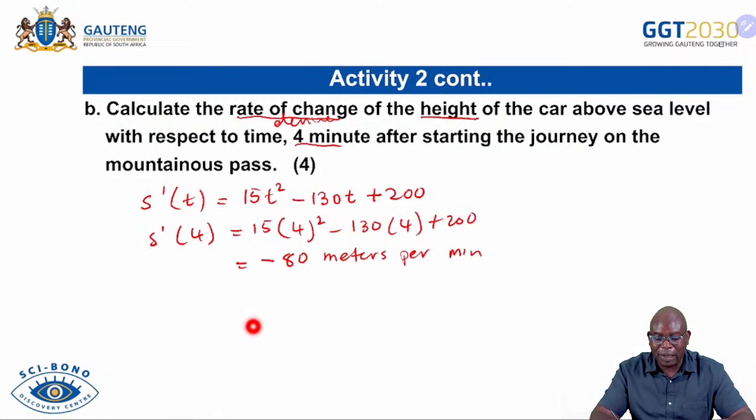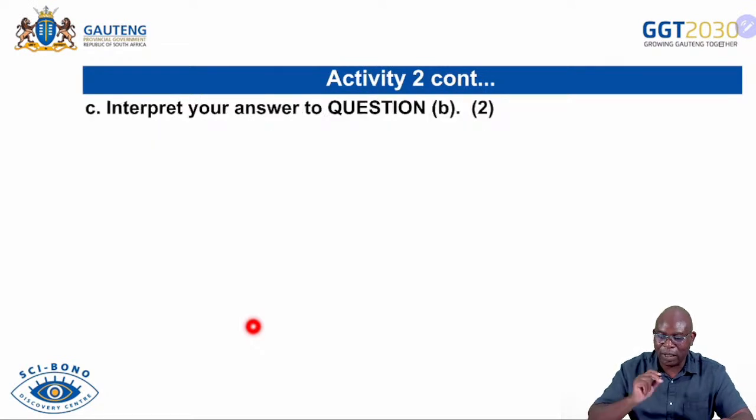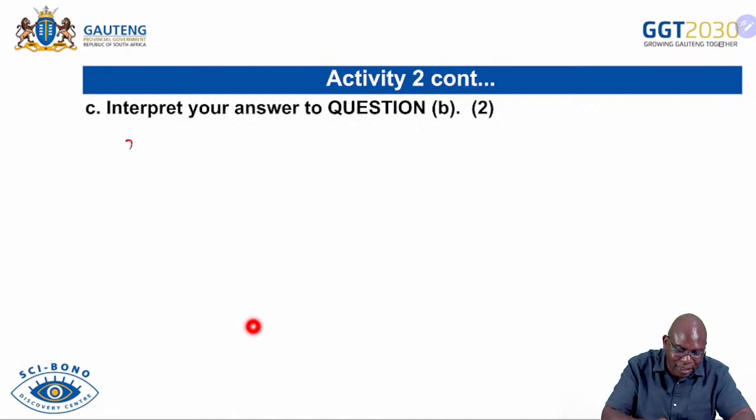Our answer in B says minus 80 meters per second. Do you remember the negative 10 meters per second that we got? The same applies to this one. How do we interpret this? The height of the car above sea level is now doing what? Is it increasing or decreasing? It is decreasing.